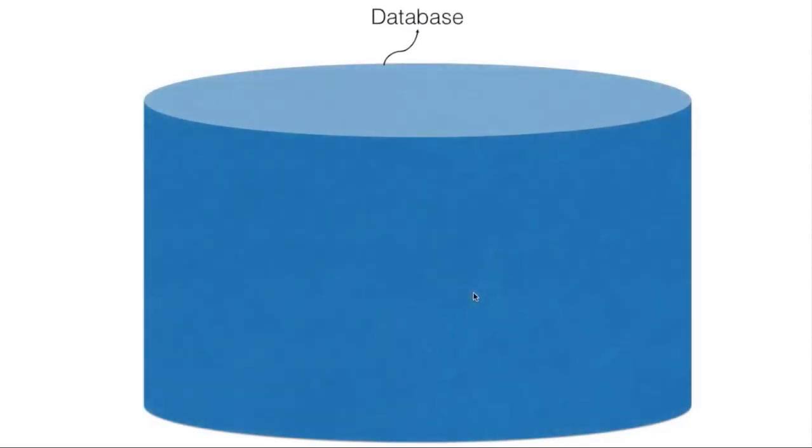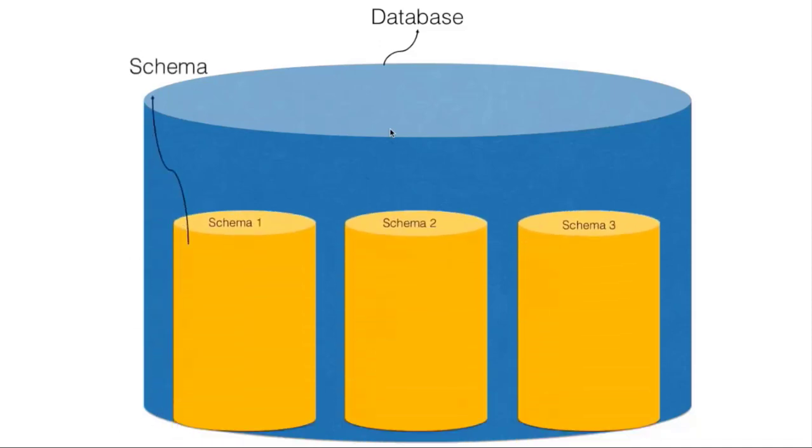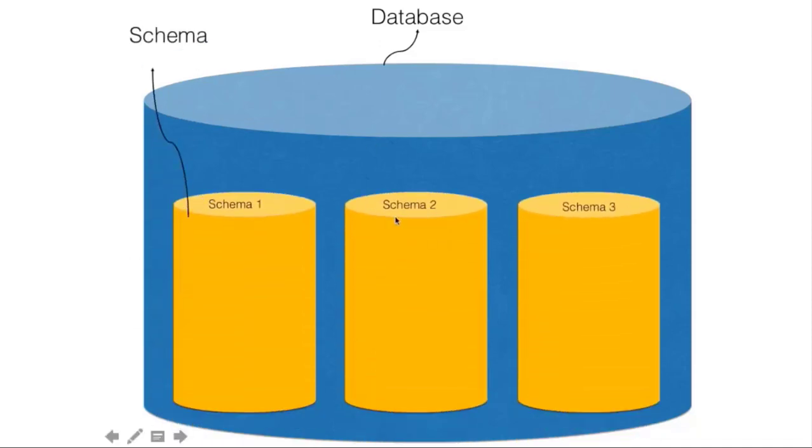For example, here, this is a database. The big container is a database, and under the database, as I mentioned in the previous slide, I have many schemas: schema 1, schema 2, schema 3. Like this I can add many schemas. Each schema has its own user ID and password. So inside the database we have many schemas.